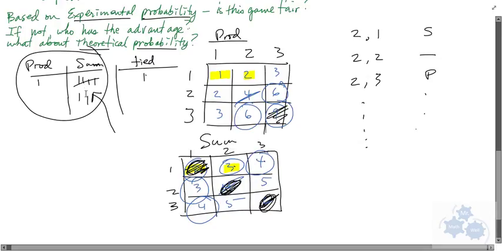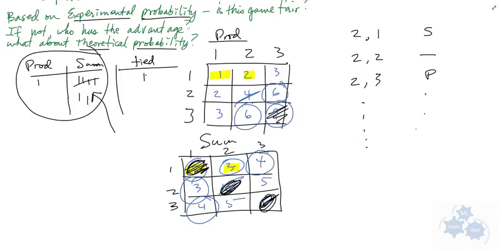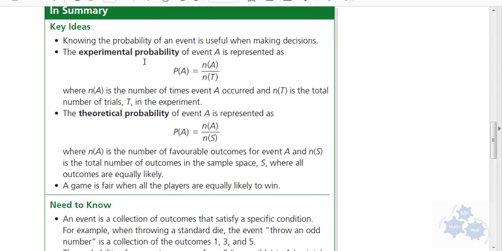What is this? This was 7 out of 8, right? Or 7 out of 9 and 1 out of 9, right? So that's not quite the same, but we got the right winner. So experimental probability. Let me just talk a little bit about this notation. Okay, knowing the probability of an event is useful when making decisions. Experimental probability, of course, is based on previous experience, right, or a previous experiment. And that is given by the probability of event A. So an event is just something that's likely to happen, something under consideration here.